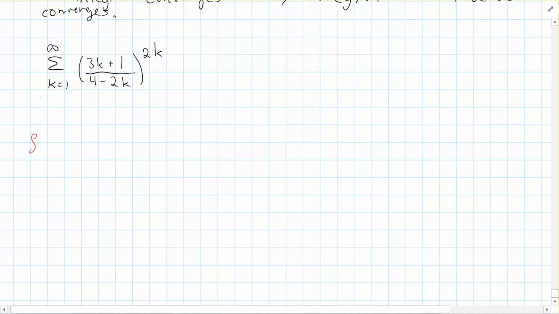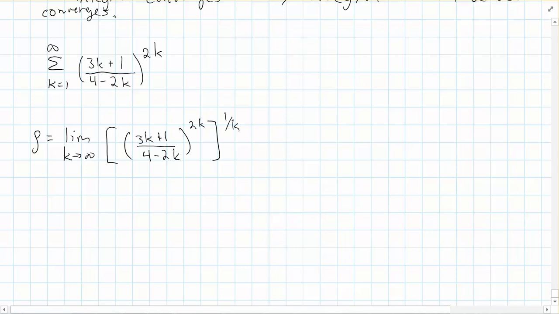So I compute this rho here, which is the limit as k goes to infinity of my expression, my a sub k, to the 1 over k power.